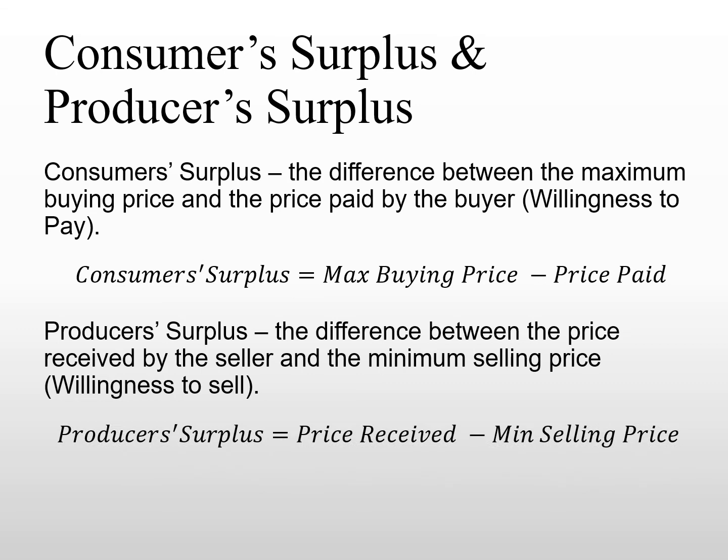So the producer surplus uses the price that the firm received minus the minimum willingness to sell. That means whenever there is a difference between how much the firm is willing to accept to sell the product in the market and what they actually receive, and they receive more than that, then they will receive some benefits.